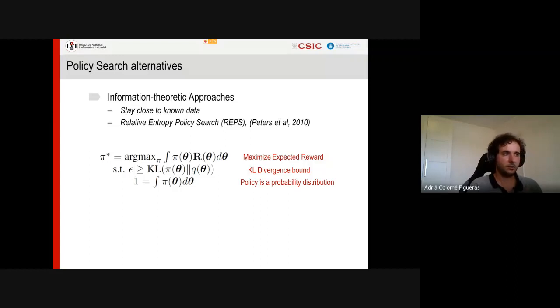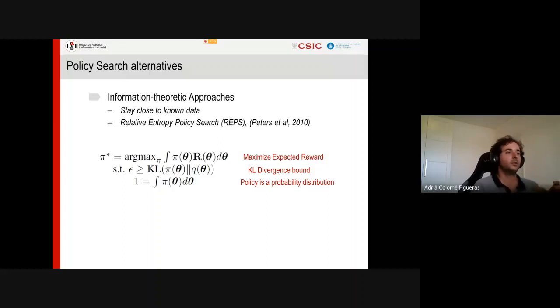And basically what they do is to maximize the expected reward. So nothing new here. And the third row is that the policy is a probability distribution. But the second row here is the Kullback-Leibler divergence bound. And so what is that?